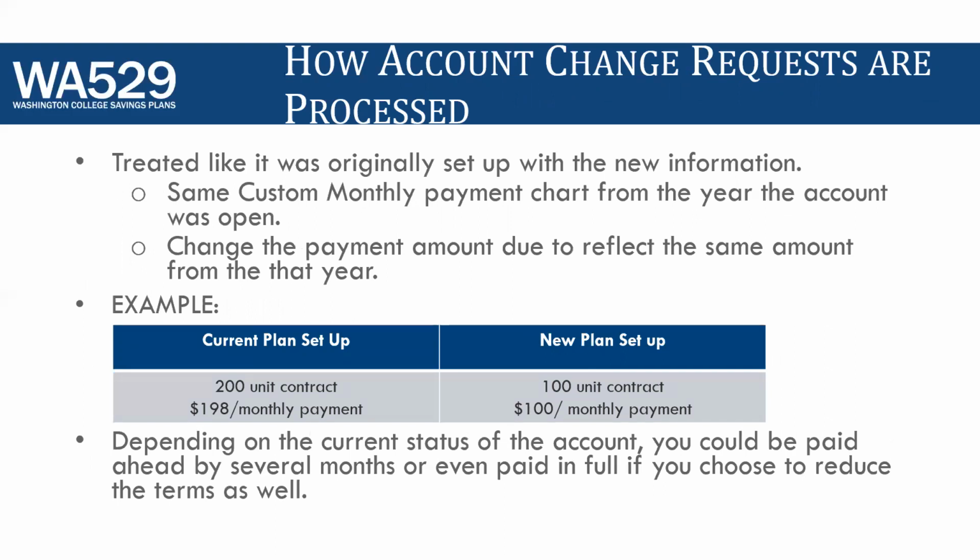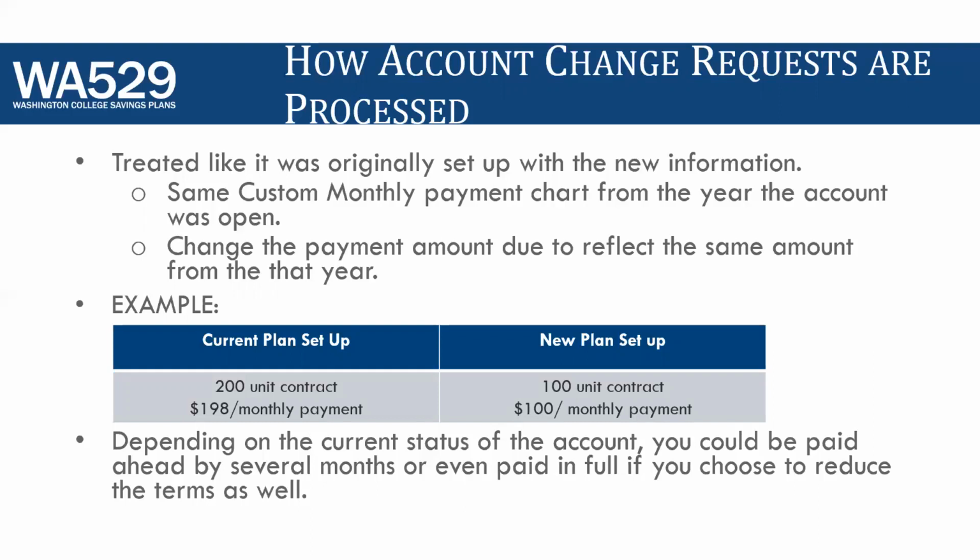So for example, if you have a 200-unit custom monthly plan that you opened in 2010 and your payment due every month is $198 and you reduce your units to 100, we will go back to the chart from 2010 and set your new payment amount to $100 a month.